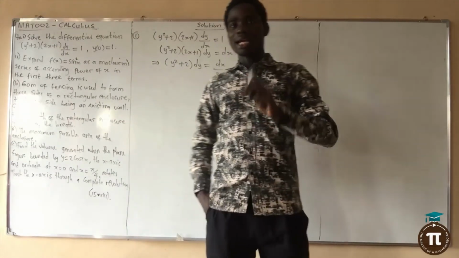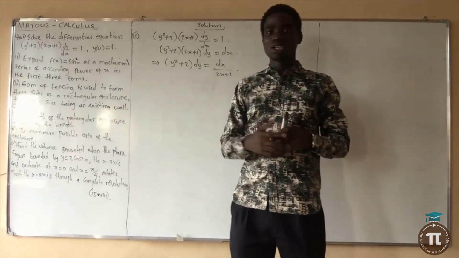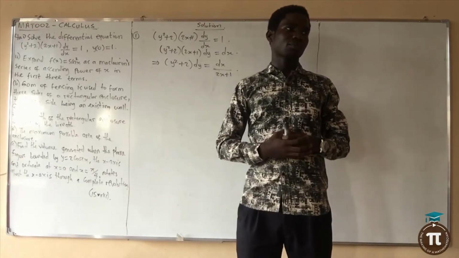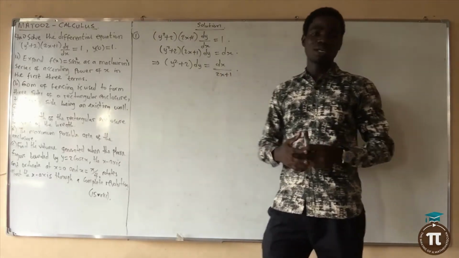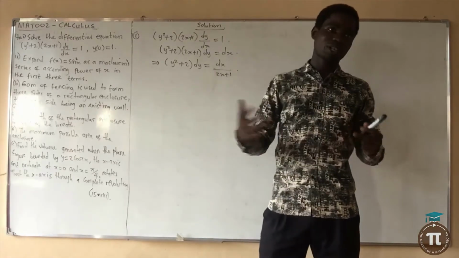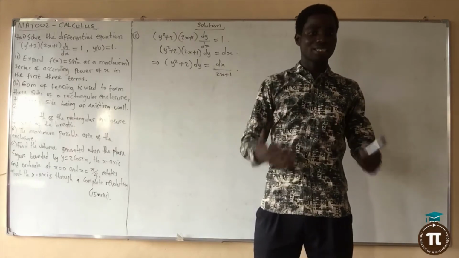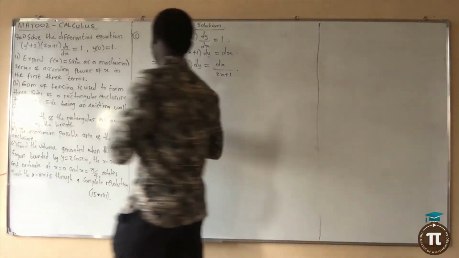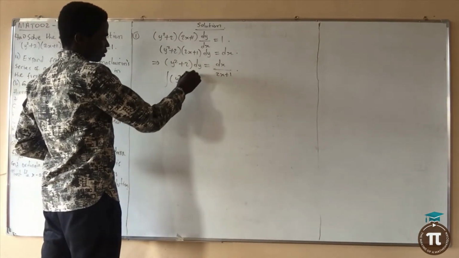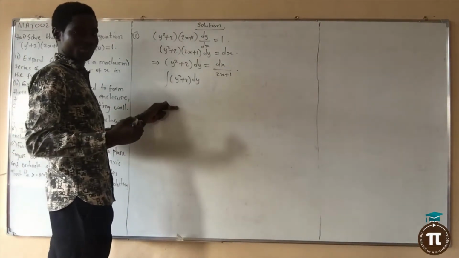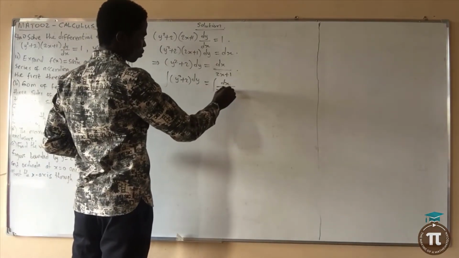Now, this is what I am saying is variable separable. If you look at the left hand side, you have y squared plus 2 dy. And if you look at the right hand side, you have dx over 2x plus 1. So that's what I'm trying to say. It is variable separable. The whole of y is on the left hand side while the whole of x is on the right hand side. So I will then integrate. Integrating both sides, I have the integral of y squared plus 2 dy, that means I'm integrating with respect to y, is equal to the integral of dx over 2x plus 1.